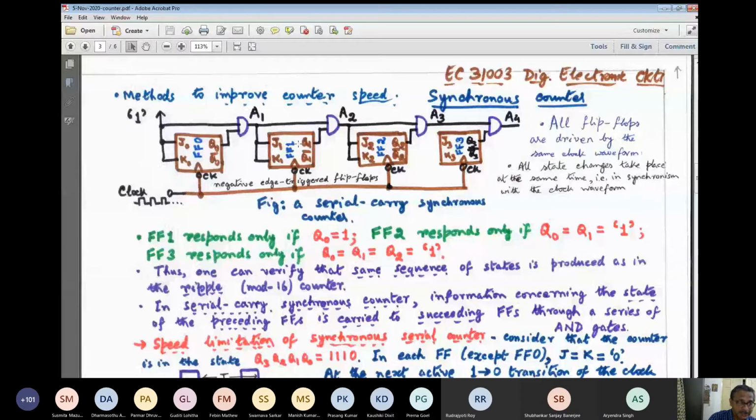Similarly, FF2 will change state if both Q1 and Q0 are 1, because you see the feedback, the cascade effect or serial effect. Q0 should be 1, and Q1 should be 1. And FF3 will respond if all 3 flip-flops are in set state. That means Q0 is 1, Q1 is 1, and so on.